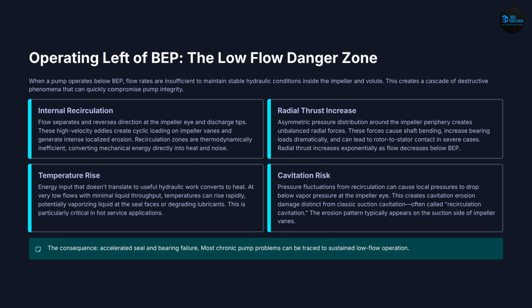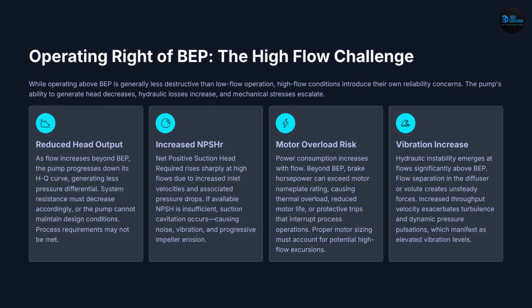Slide 5. Left of BEP, low flow. When the pump operates below BEP, internal recirculation occurs. Flow reverses inside the impeller, creating turbulence and pressure fluctuations. This increases radial thrust, causes shaft bending, and leads to vibration and overheating. This is one of the most dangerous operating conditions.